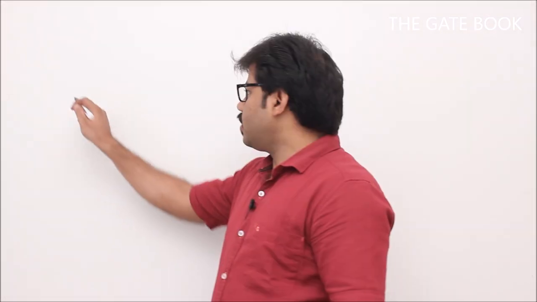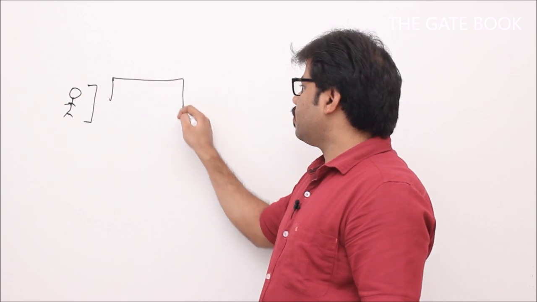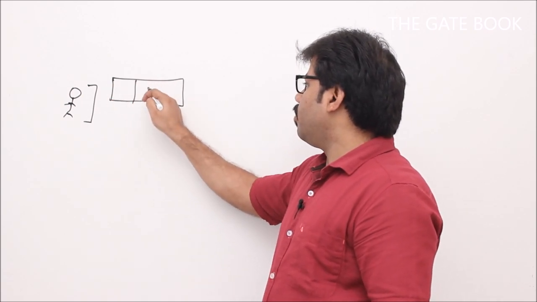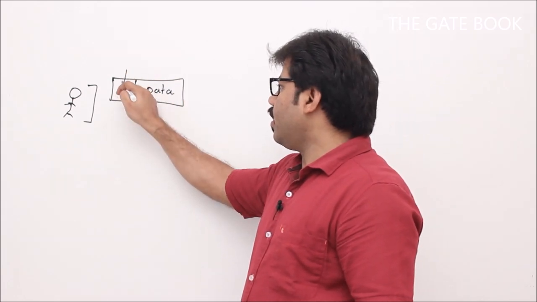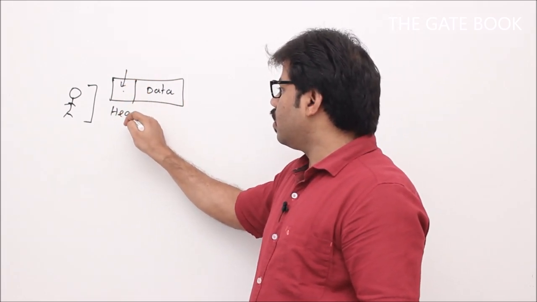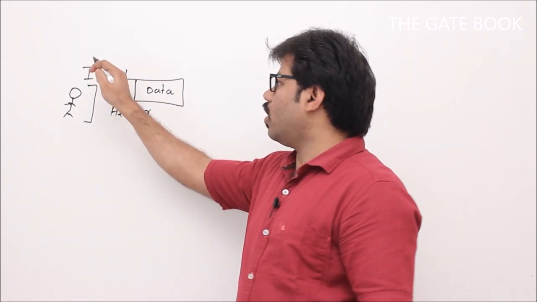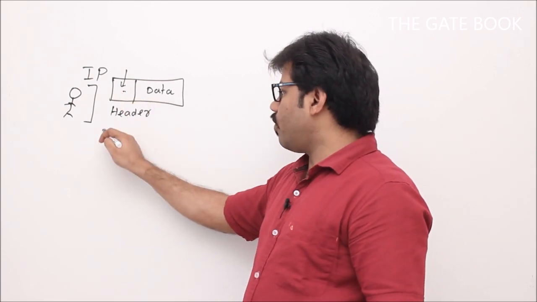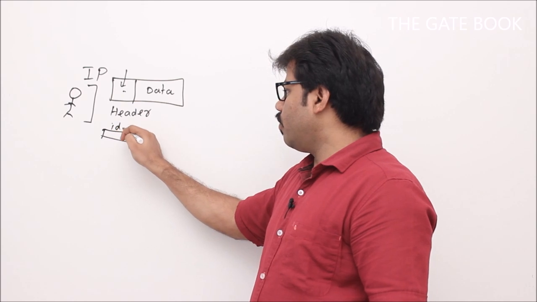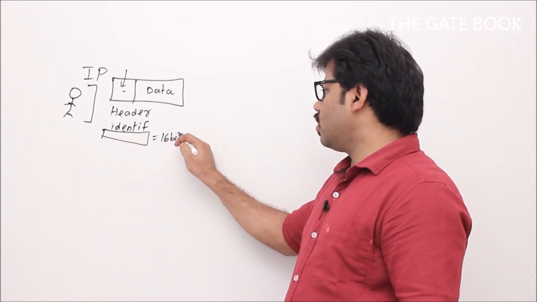Example, this is your network layer. It is creating the datagrams, right? So it will be like this. This is a datagram. It has a data part, which is given by your TCP layer or UDP. This is your header, right? We are at the network layer, so I am talking about the IP protocol. In the IP protocol, you have the IP header, and this IP header is going to have a field called identification number. We are talking about that identification number. The size is 16 bits.